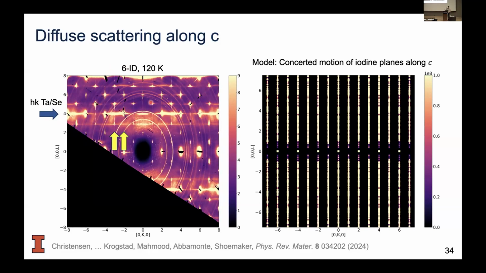Every Bragg peak has a streak along the L direction. And the only way to get this kind of uniform streaking in the L direction is by moving planes of atoms in the L direction. You have to take, in this case, all the iodines. It has to be iodines, because if you use the other atoms, it only gives you every other peak. You take all the iodines, and if you randomly displace the planes along the C-axis, it'll give you this characteristic streaking at every K index.